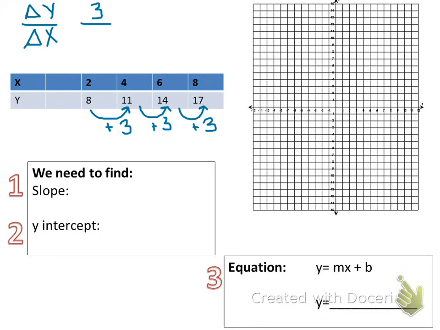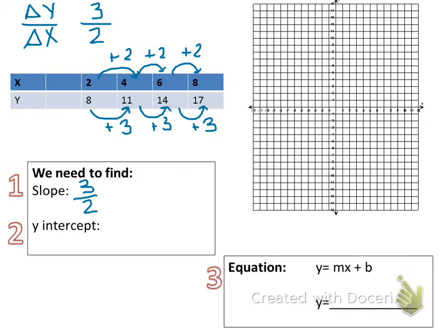Let's find our rate of change for x. To move from 2 to 4, I've added 2. From 4 to 6, I've added 2 again. From 6 to 8, I've added 2. I found a constant rate of change. 3 over 2, or 3/2, is my rate of change. I'm going to keep that rate of change, or slope, as a fraction.